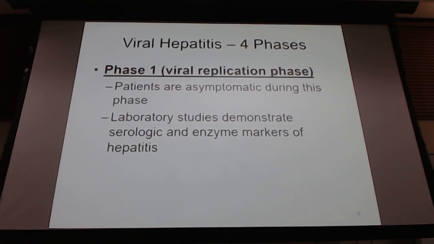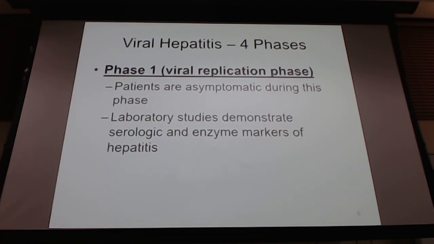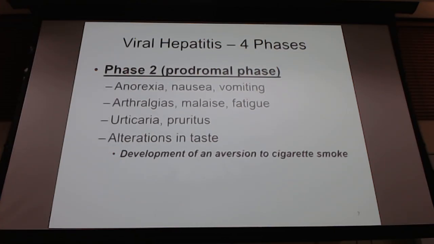So you've got your replication phase, usually asymptomatic during this time. Laboratory studies can demonstrate some markers of hepatitis very early, but this is our viral replication phase. This can happen anywhere from 2 to 3 months that somebody's infected and they don't even know it. Then we move into prodrome.